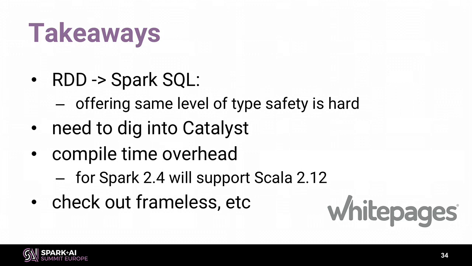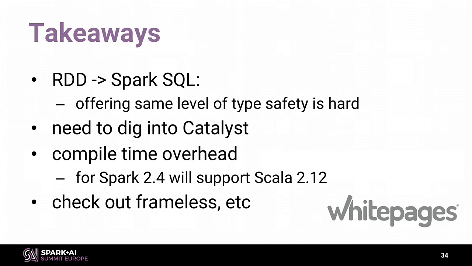The takeaways are, well, this stuff is hard. If you want to keep the type safety of your existing RDD application, you want to keep the existing domain types and all that, this will be work, but some libraries can help. Frameless can help you. These libraries I showed can help you. Sometimes we needed to dig into Catalyst internals to find out what is happening.